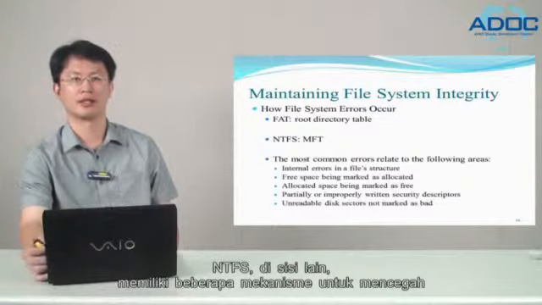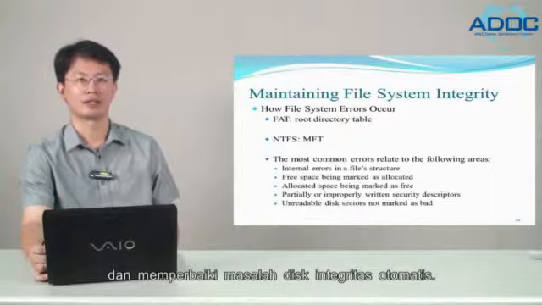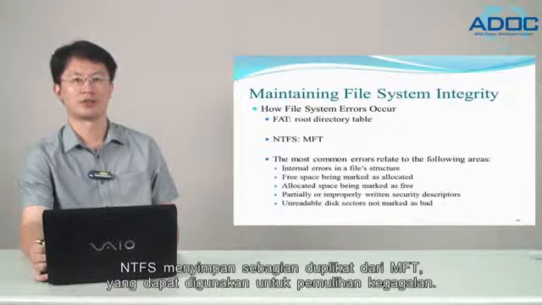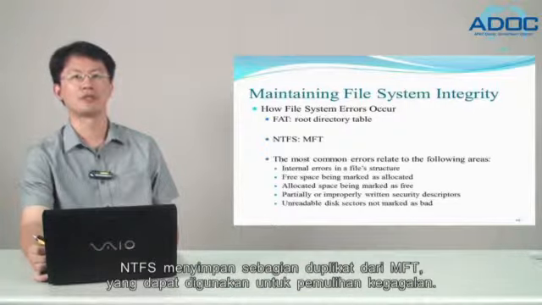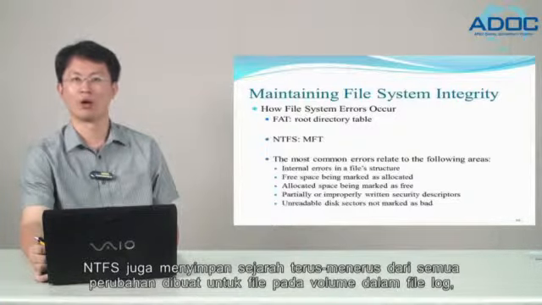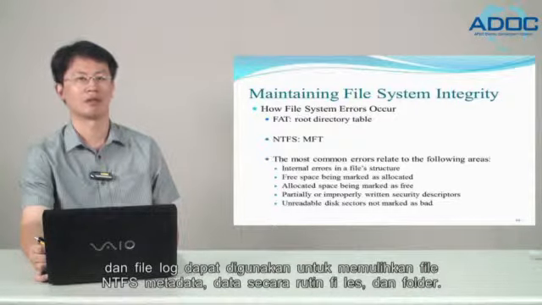NTFS, on the other hand, has several mechanisms for preventing and correcting disk integrity problems automatically. NTFS stores a partial duplicate of the MFT, which can be used for volume recovery. NTFS also stores a persistent history of all changes made to files on the volume in a log file. The log file can be used to recover NTFS metadata files, regular data files, and folders.